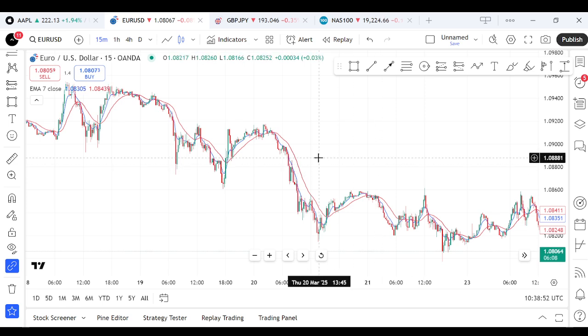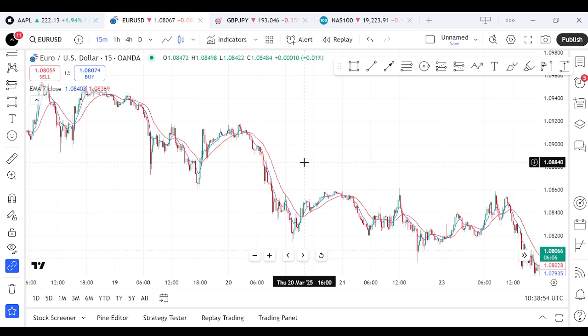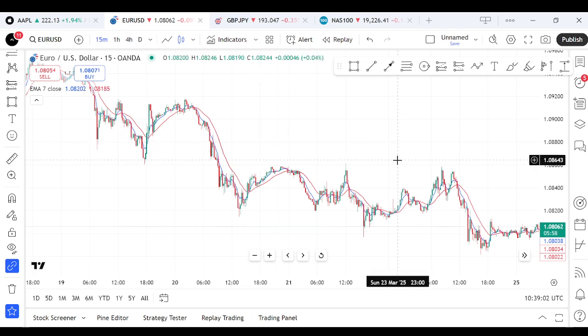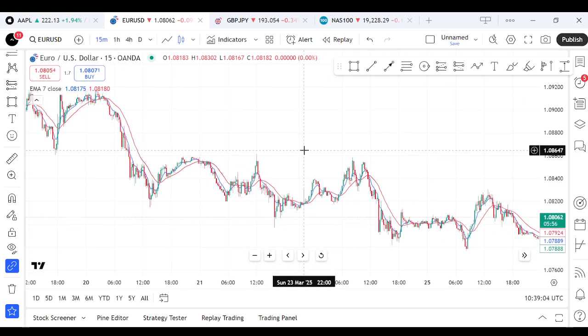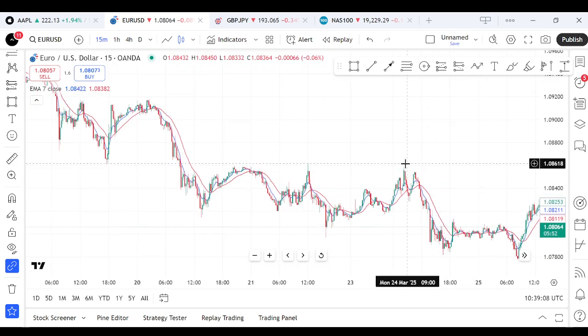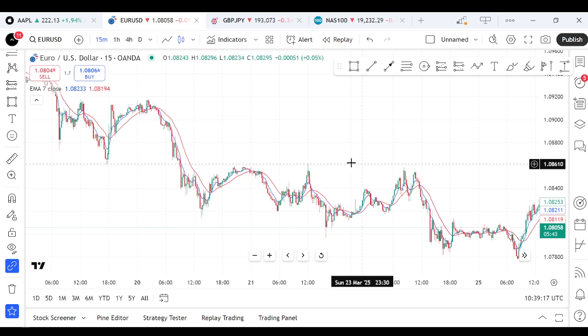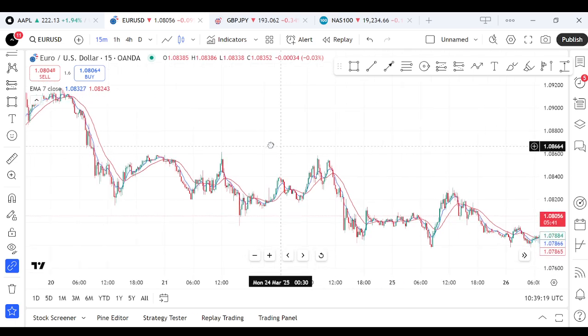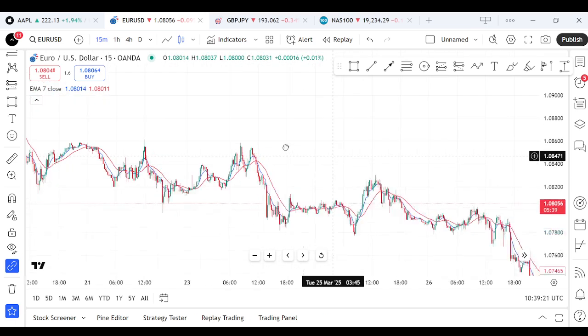So let's define this EMA scalping strategy. The EMA scalping strategy is built around the exponential moving average, and this is a technical indicator that focuses on recent price data to provide a clearer view of market trends. For example, when the EMA is sloping upward, it indicates an uptrend, while a downslope signals a downtrend. Its ability to adapt quickly to price changes helps traders identify trends and potential turning points in the market.